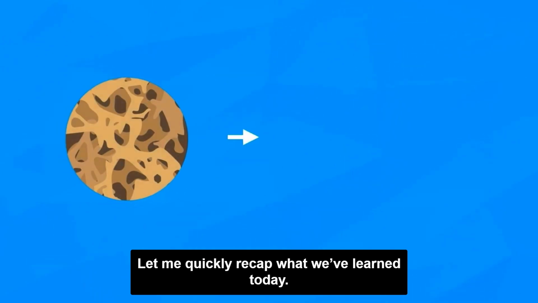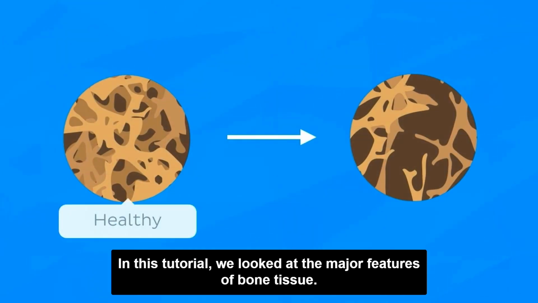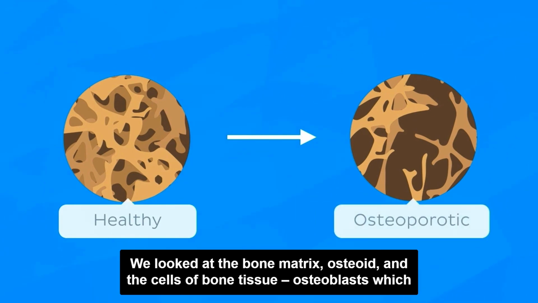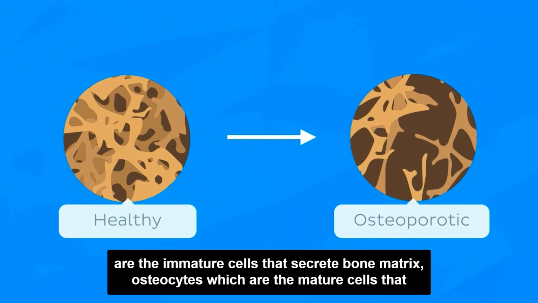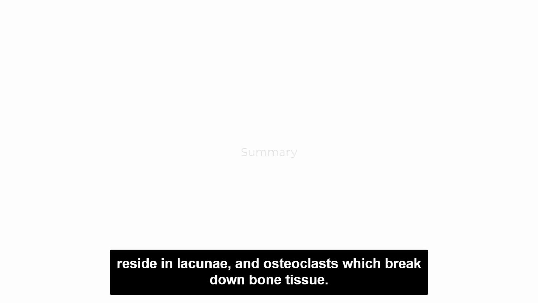On the left side here is a representation of trabeculae in healthy bone, and on the right we can see a representation of osteoporotic bone. The differences in structure here should give you a pretty good idea as to why osteoporosis can affect the structural stability of bone so much. And with that, we've reached the end of this tutorial.